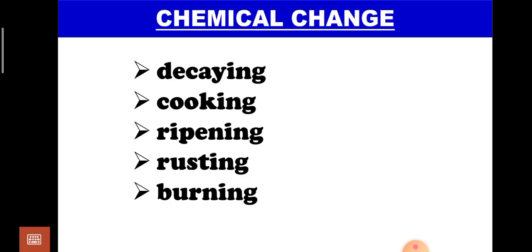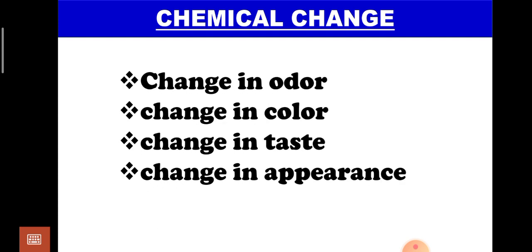Chemical change can be done through decaying, cooking, ripening, rusting, or burning. Pag sinabi nating decaying, yan yung nabubulok. Cooking, through pagluluto. Ripening, yung pagkahinog. Rusting, yung pangangalawang. And burning, yung pagkakasunog. Chemical change can change in odor. Okay? It can change in color, it can change in taste, and it changes also in appearance.